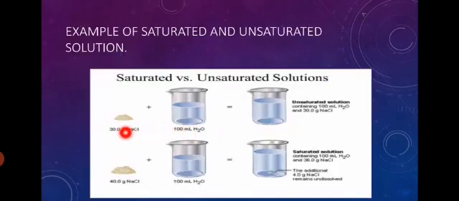So this is the example. In the diagram, 30 gram of NaCl is added to 100 ml of water. This is an unsaturated solution because 30 gram is less, and the water has the ability to dissolve more NaCl. And here 40 gram of NaCl is dissolved in 100 ml of water. It forms a saturated solution because more than 40 gram of NaCl will not dissolve.